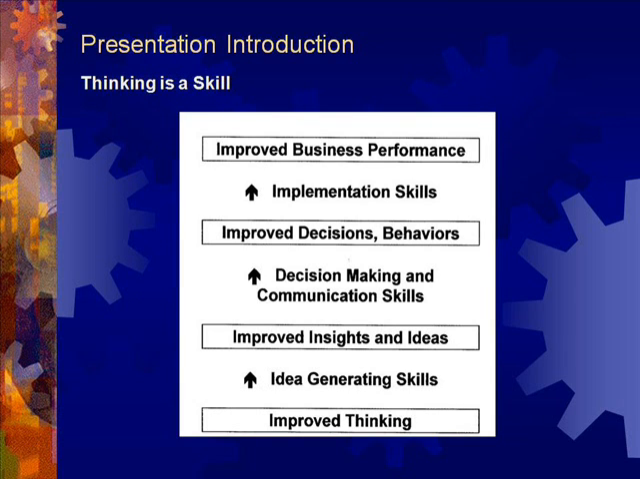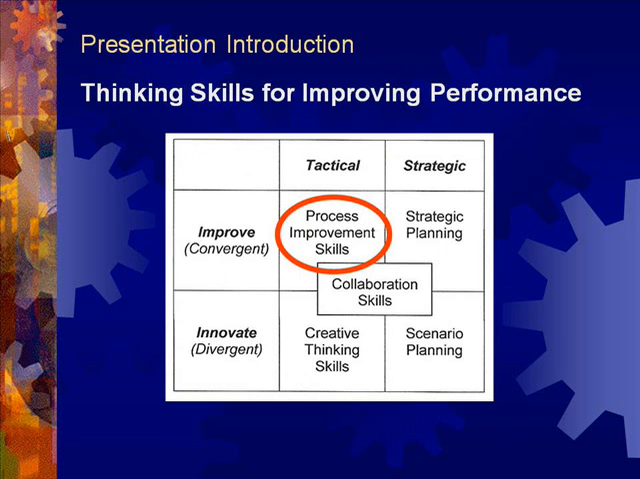Process improvement is an example of a thinking approach that improves business performance. This chart shows that improved business performance comes from improved decisions and behaviors. These improved decisions and behaviors come from improved insights and ideas, which come from improved thinking. Process improvement is one fundamental thinking approach that significantly improves an organization's performance.